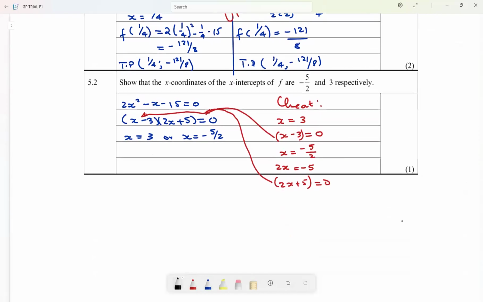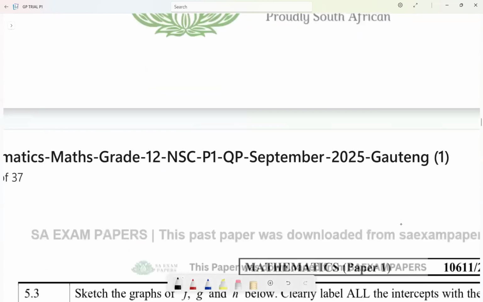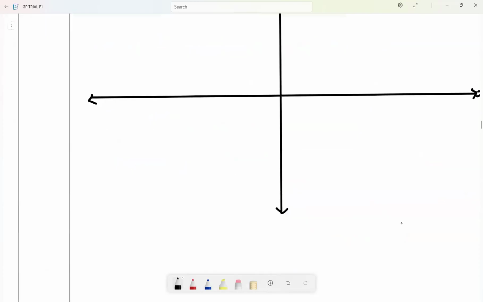Negative 121 divided by 8 is approximately 15.111. So it's going to be 1 over 4, let's put 1 over 4 here, and negative 15.111, let's put it here. So my turning point is going to be somewhere here.